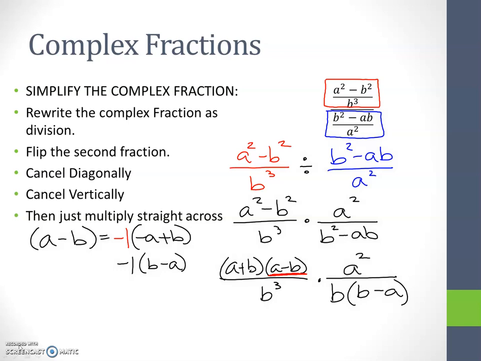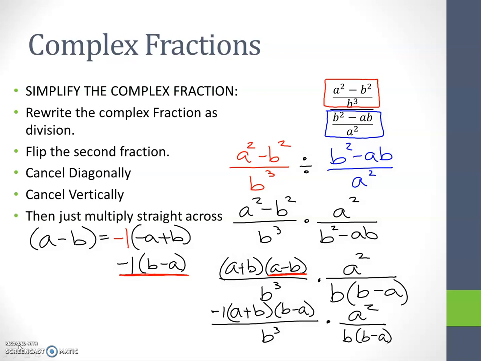So this a minus b, I am changing it to a -1 times b minus a so that I can cancel. So that gives me an a plus b. Now I have a b minus a and that -1 over b cubed times a squared over b times b minus a. Now my b minus a's will cancel. A squared, no. B, there's nothing diagonally that will cancel.